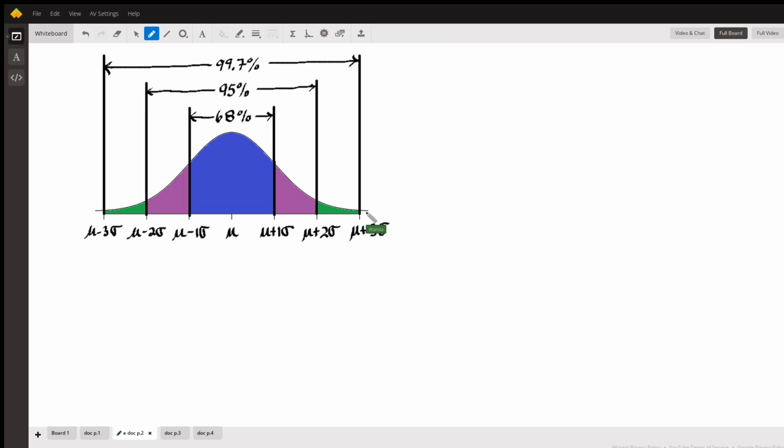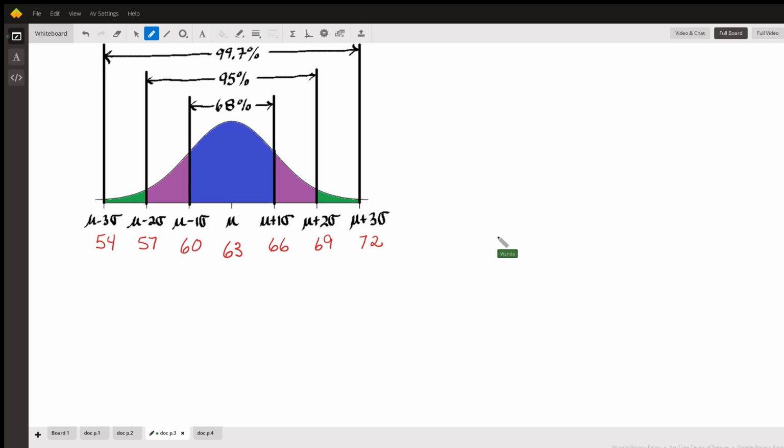Because remember, a normal curve never crosses the x-axis. It approaches the x-axis and goes on forever, so it goes on to infinity in both directions. So we have about 0.15% of our observations more than 3 standard deviations above the mean, and about 0.15% more than 3 standard deviations below the mean.